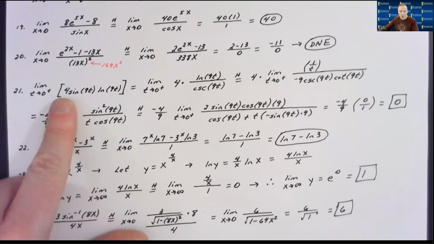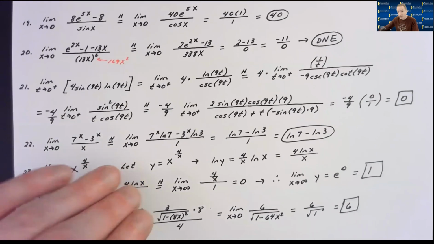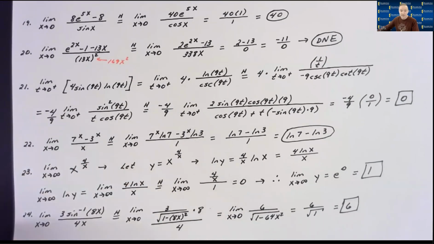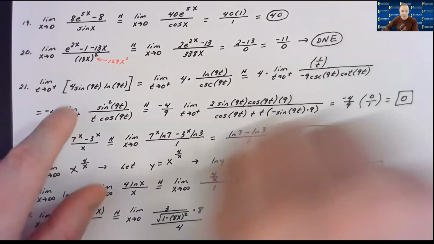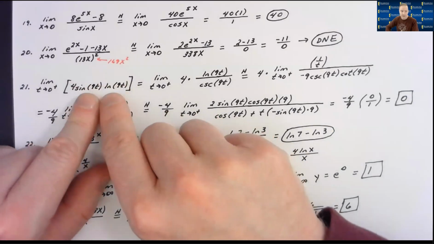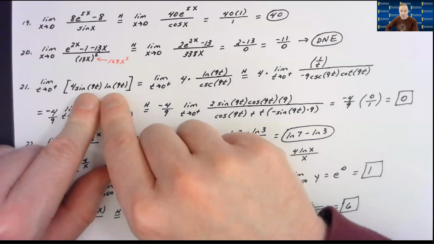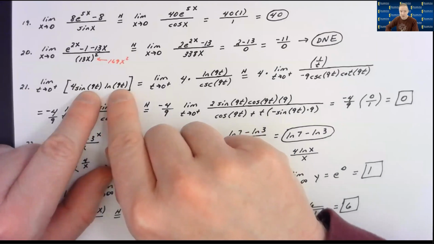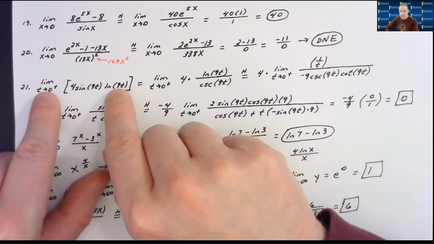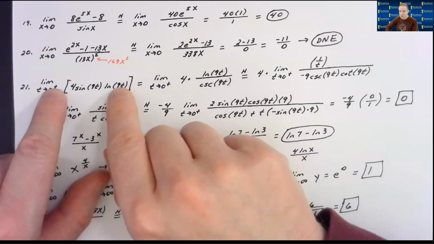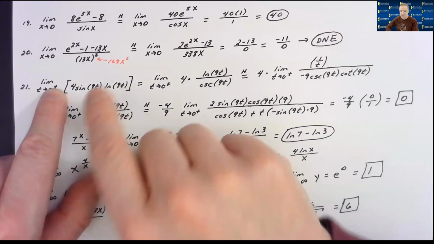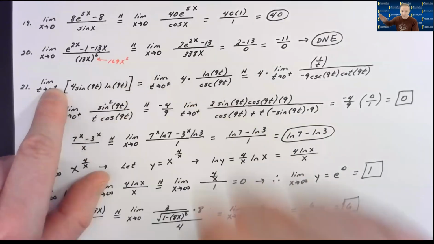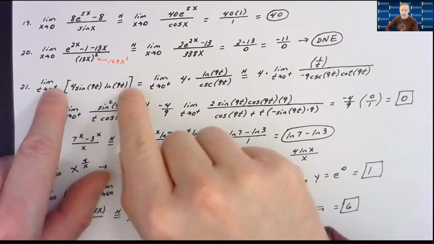Now, for 21, we go back to a problem where it's not put in terms of a fraction for us. That's no big deal. I can just say, well, all right, I have the limit as t approaches 0 from the right of 4 sine of 9t times the natural log of 9t. And the reason that t has to approach 0 from the right is because the natural log would not exist for numbers approaching 0 from the left.